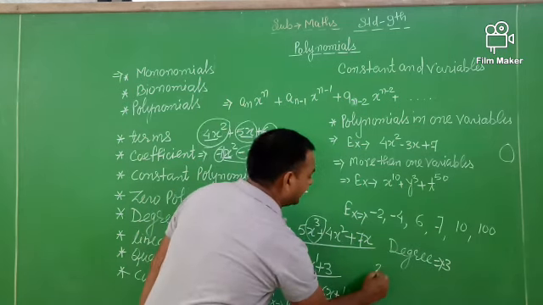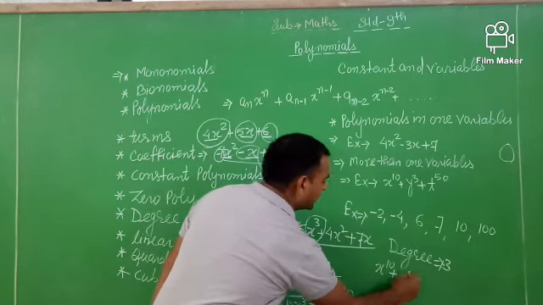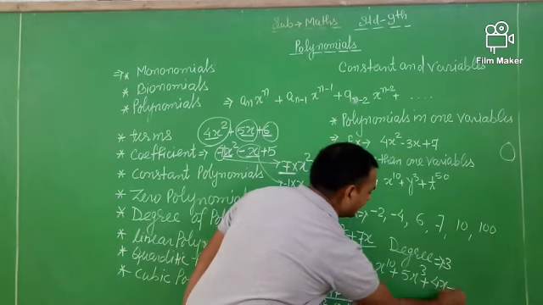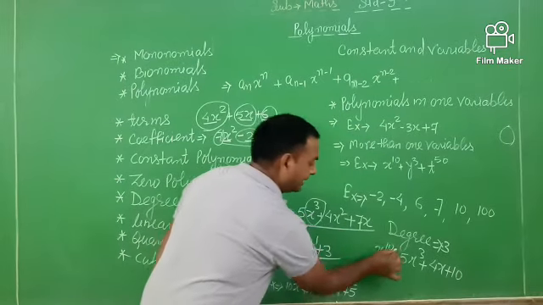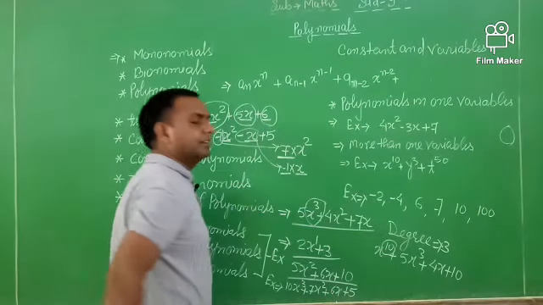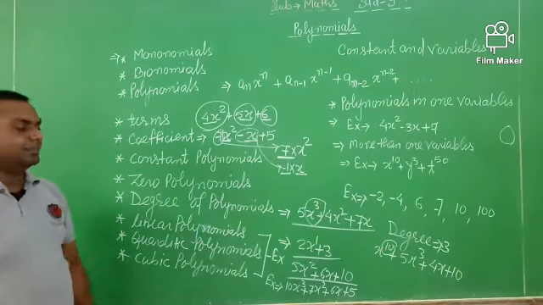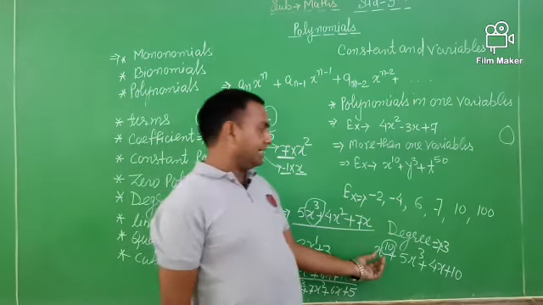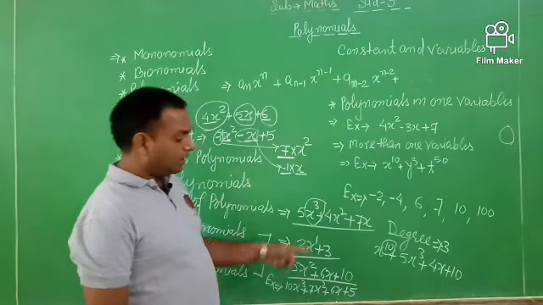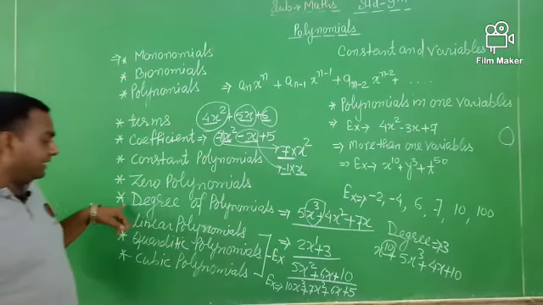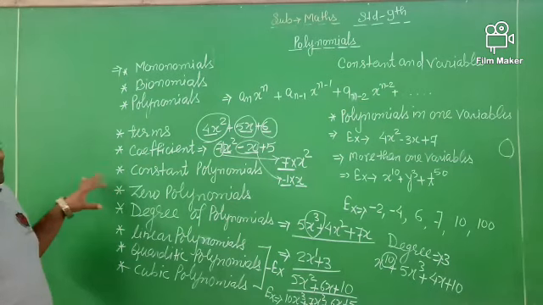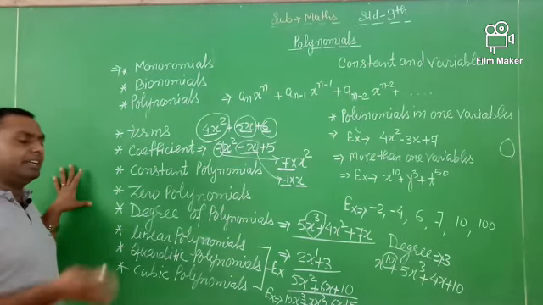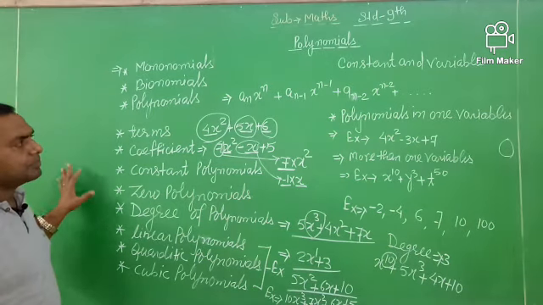Similarly, if you write x to the power 10 plus 5x cube plus 4x plus 10, here the degree of the polynomial is 10, because the highest power is 10. So I think all of you understand that the degree of a polynomial means the highest power of the polynomial.